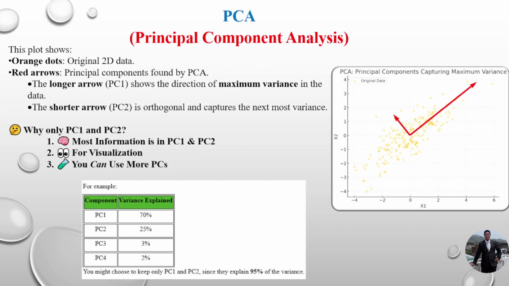For example, here the components are PC1, PC2, PC3, and PC4. PC1 explains 70% of the variance in the data set, and PC2 represents 25% of the variance, whereas PC3 and PC4 represent only 3% and 2% of the variance. So we can neglect PC3 and PC4, and we can keep only PC1 and PC2, because they contain most of the variance information. So it will be better to choose only the two principal components.